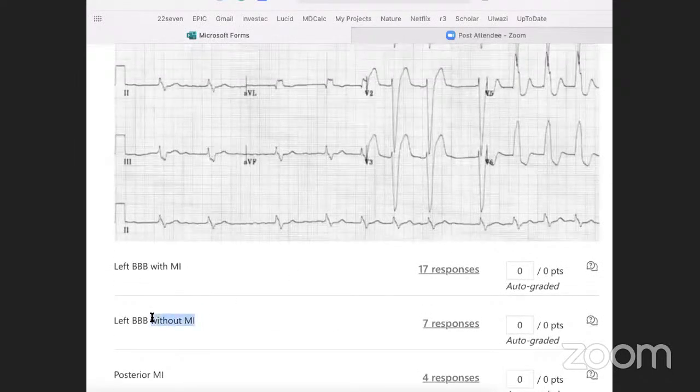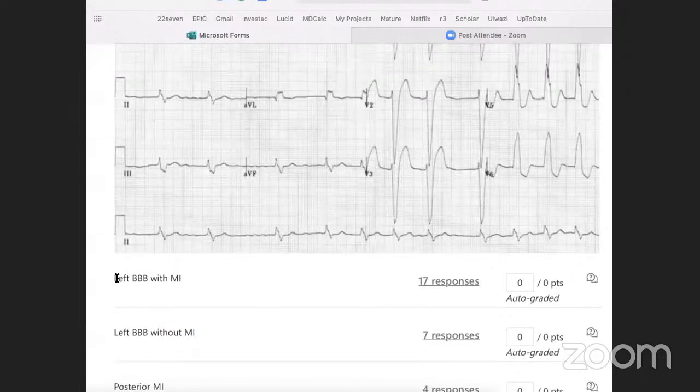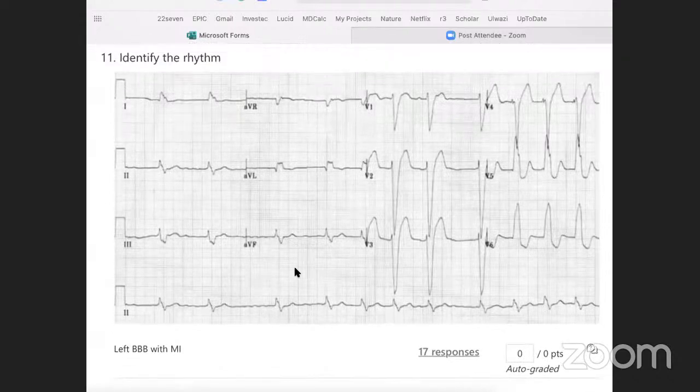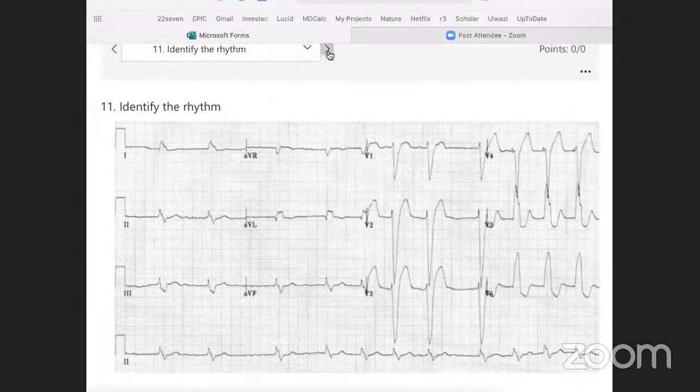So it's a lot to take in and a lot to remember, but just for yourselves and in your own time, just go to the modified Sgarbossa's criteria. And that helps us to determine pathology in the presence of a left bundle branch block.